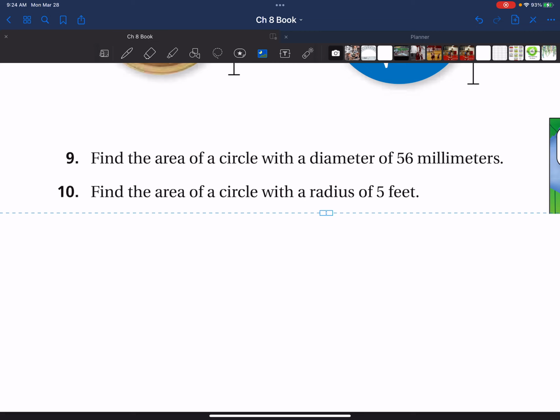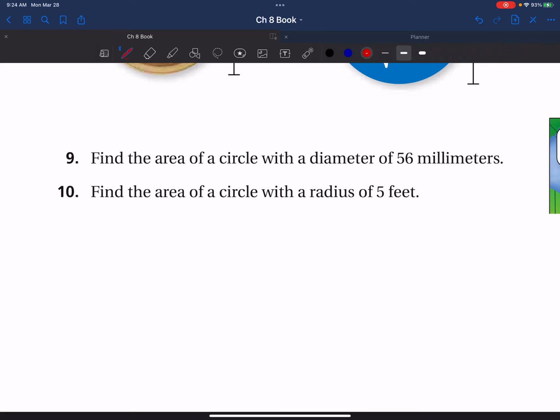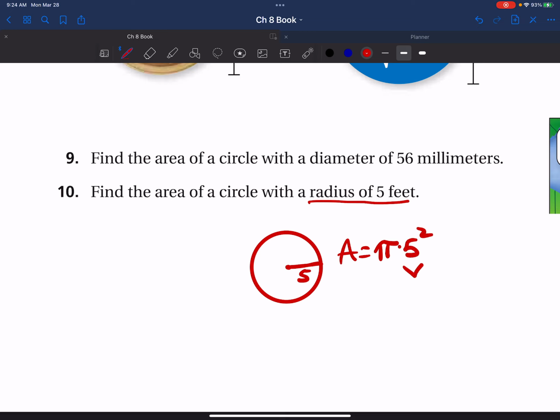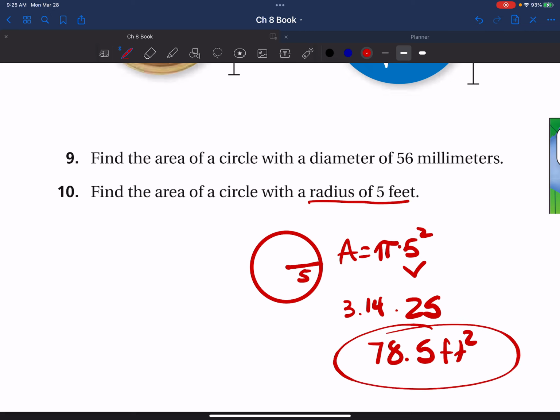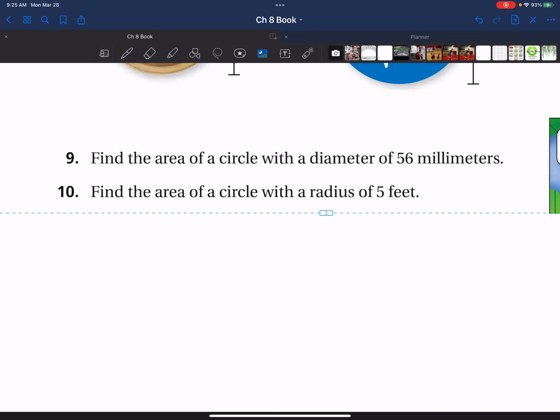Number 10, find the area of a circle with a radius of 5. Oh, this is even nicer. They didn't give us the diameter, they give us an actual radius. The radius is 5, area equals pi times the radius squared. 5 times 5 is 25. 25 times pi. And I got 78.5 feet squared. Circle it. Pretty easy, guys. Especially if you have a calculator, just kind of number crunching, right?